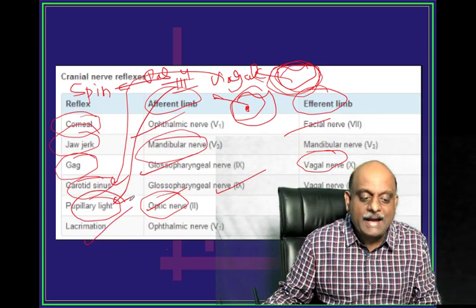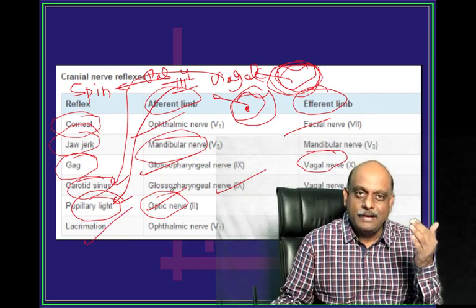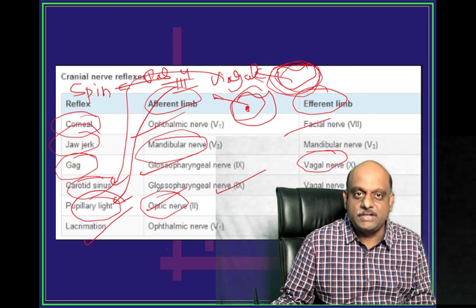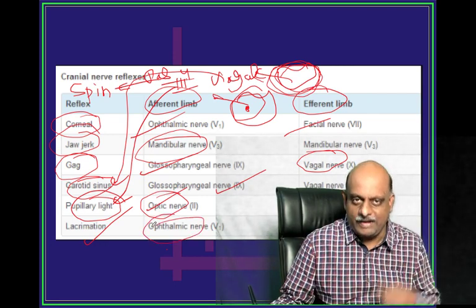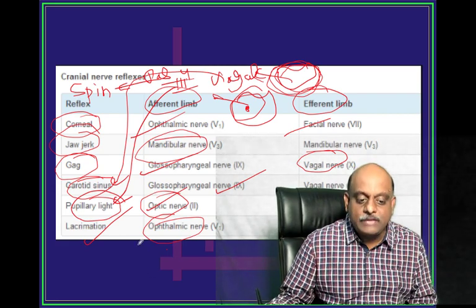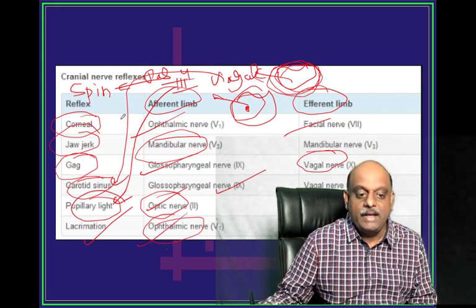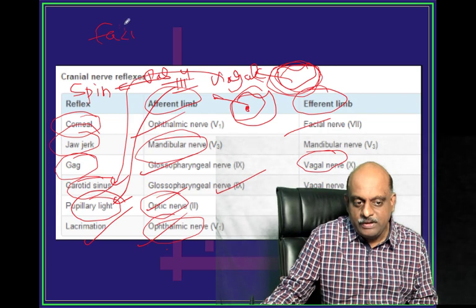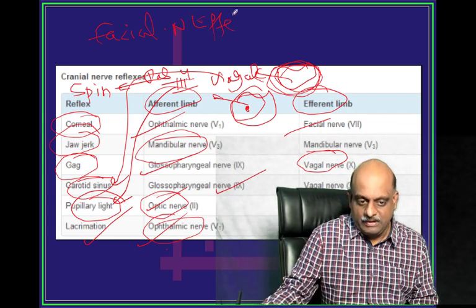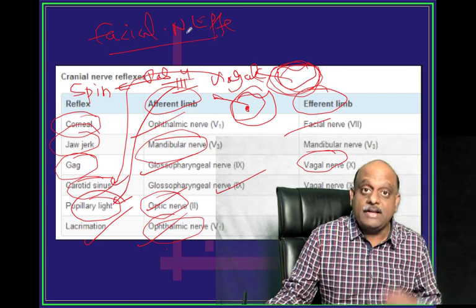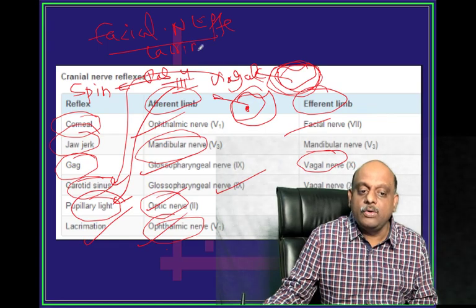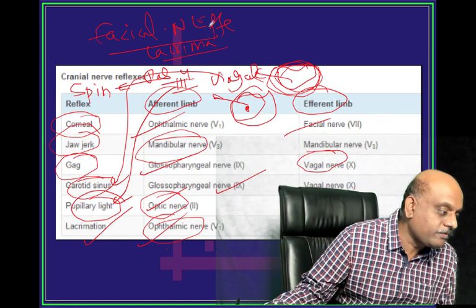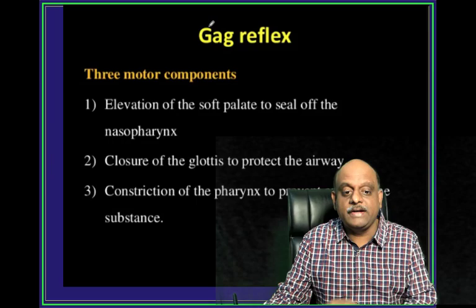Now, for lacrimation, why do you get tears? When some dust touches your eyes, right? The ophthalmic nerve is the afferent, and the facial nerve is the efferent, because it provides the secretomotor fibers to the lacrimal gland to undergo lacrimation, as we have already discussed in great detail.